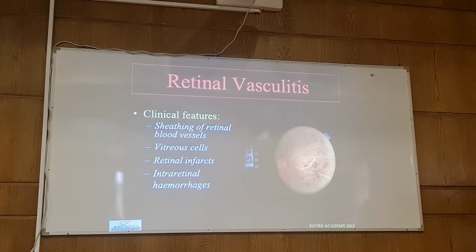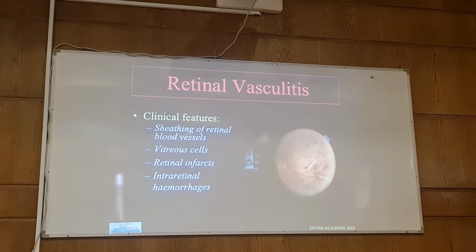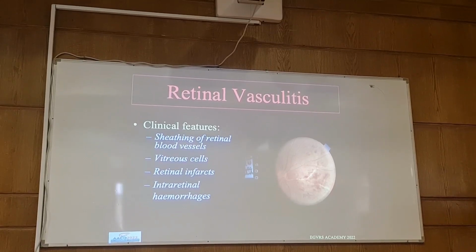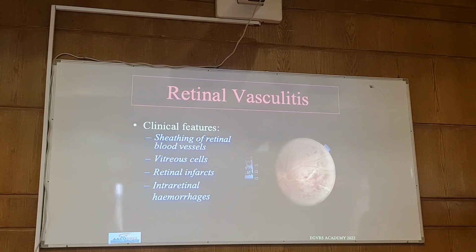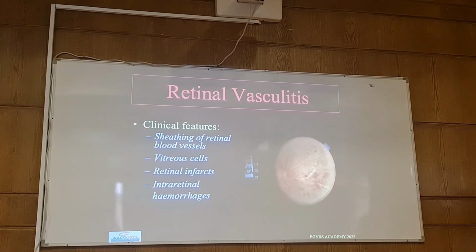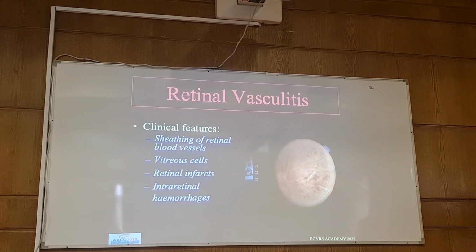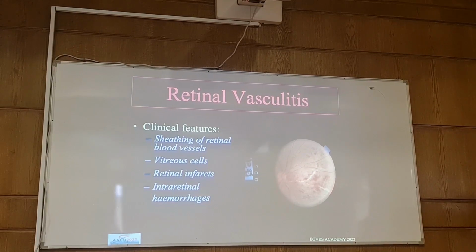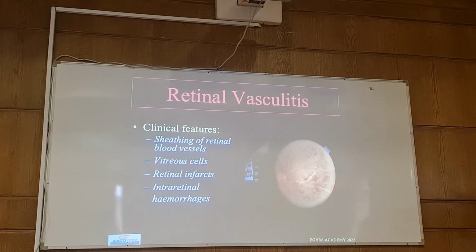Retinal vasculitis, clinical features. You know, sheathing of the retinal blood vessels. Sheathing ده معناه the blood vessel is actually ensheathed and surrounded by inflammatory cells, usually neutrophils. Or you can find vitreous cells. These are other clinical features of posterior uveitis. Retinal infarcts, yes, because it's usually associated with an occlusive element. Or intra-retinal hemorrhages, again part of the ischemia.